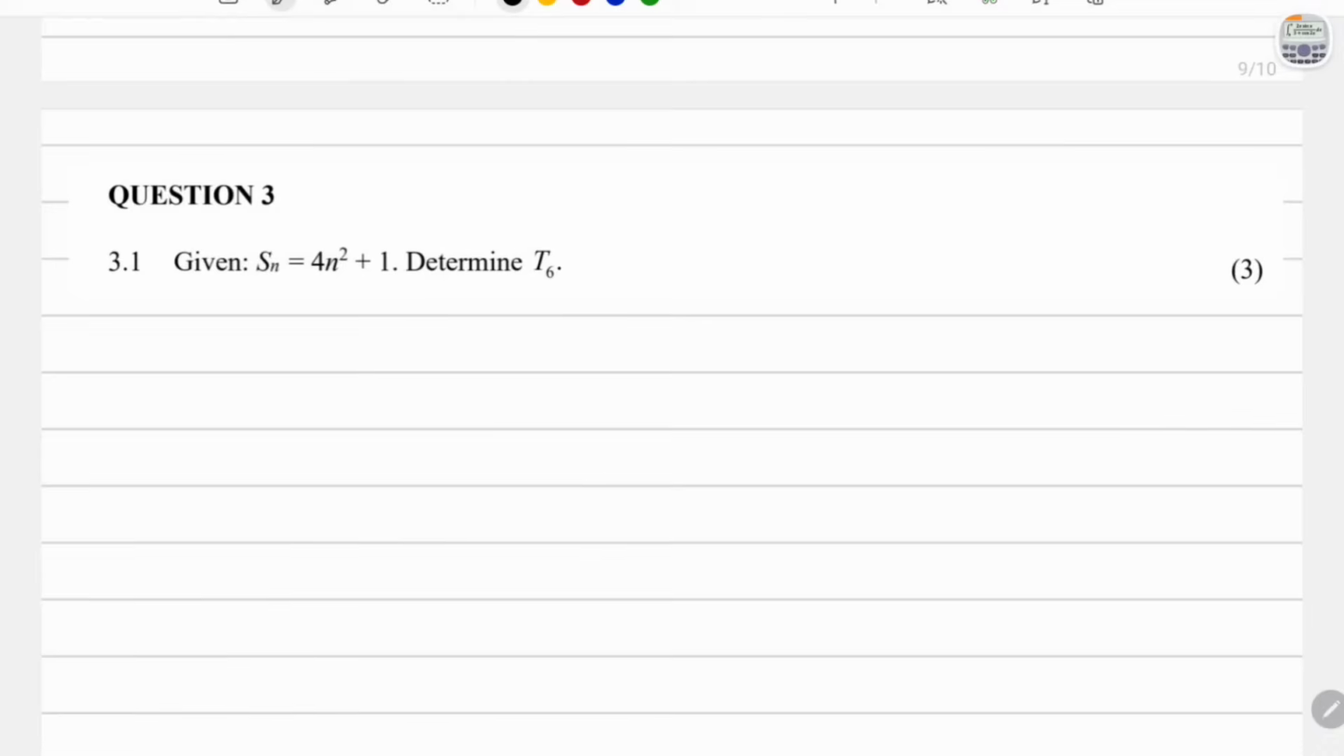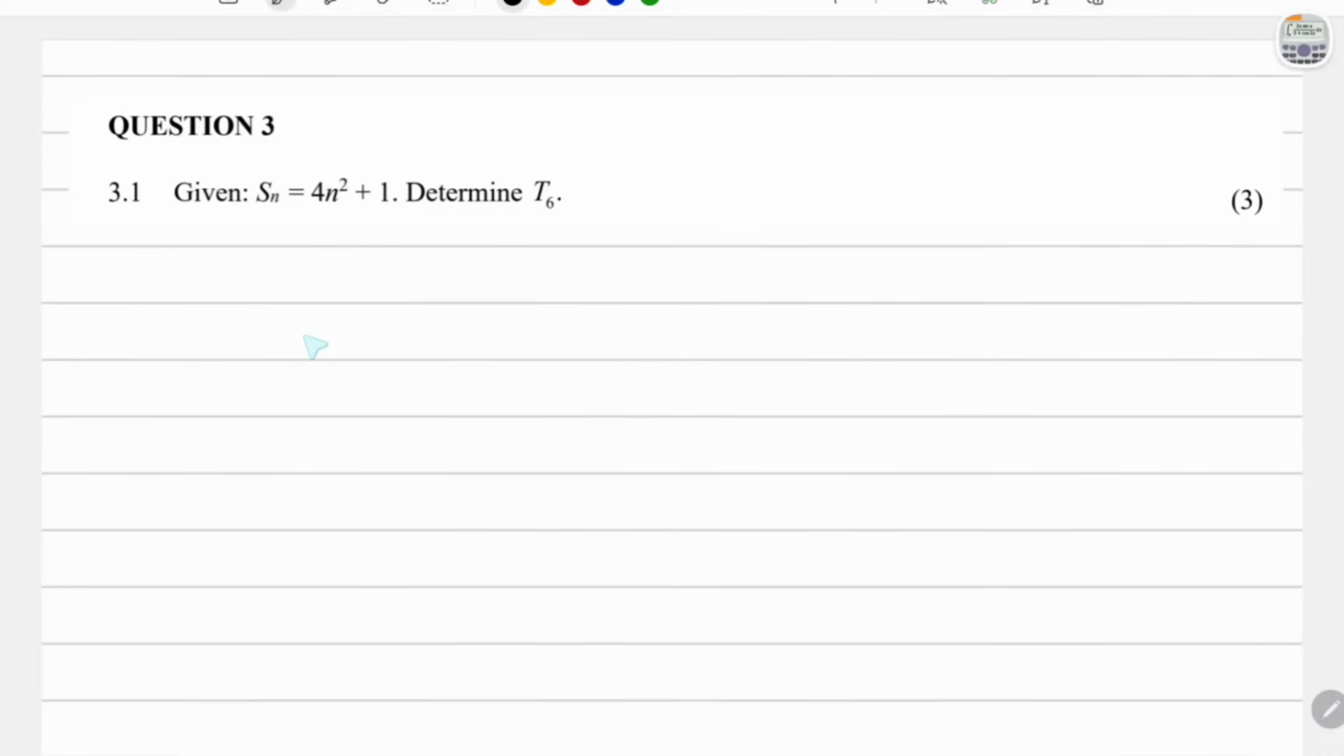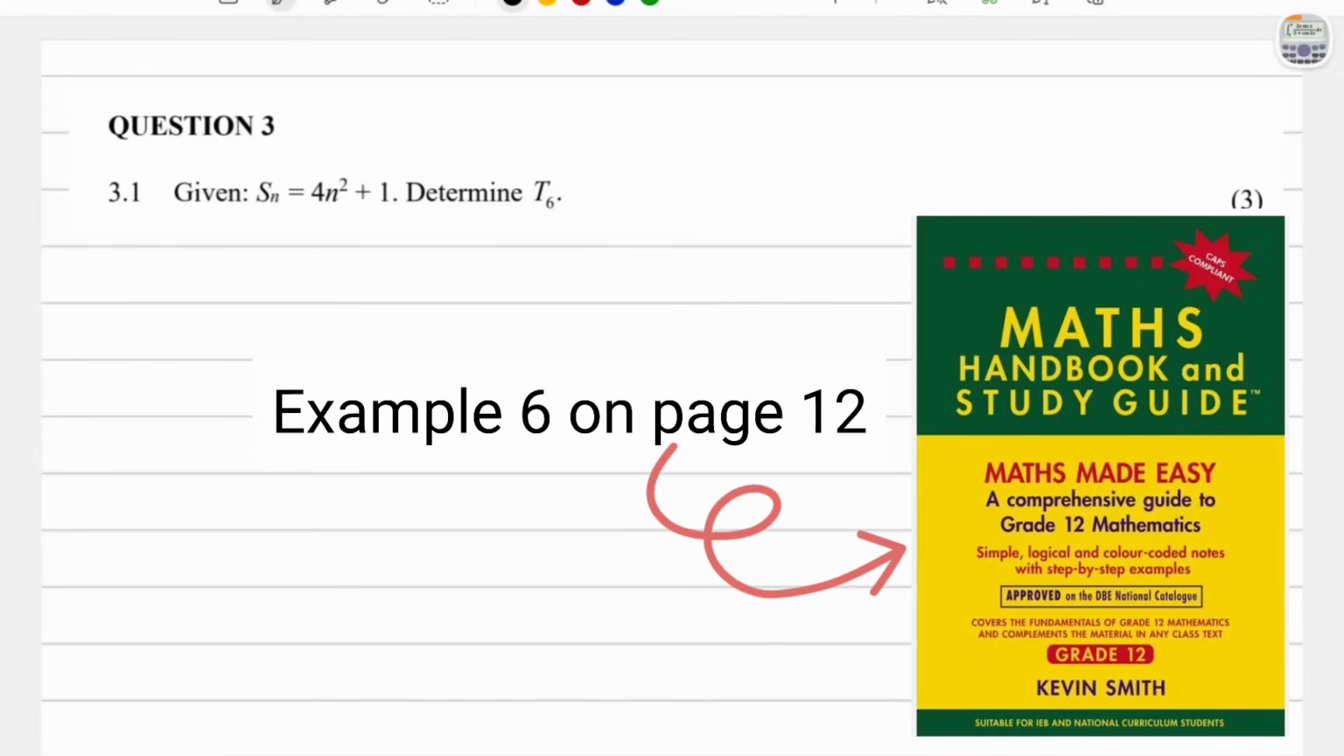We are on question 3 of this paper, and question 3.1 says: given Sn is equal to 4n squared plus 1, we need to determine term 6. Again, recycled questions. They keep recycling questions. This one has come up before, and this is really something that's actually in a textbook. The Kevin Smith grade 12 textbook has a question like this. It's an example, really, just to teach you how to work on questions like this.